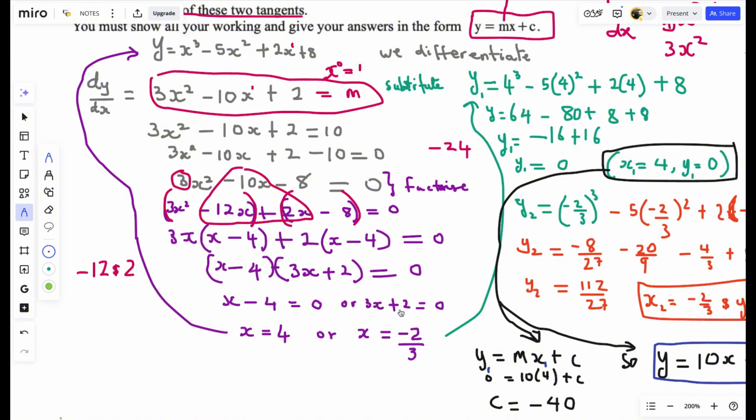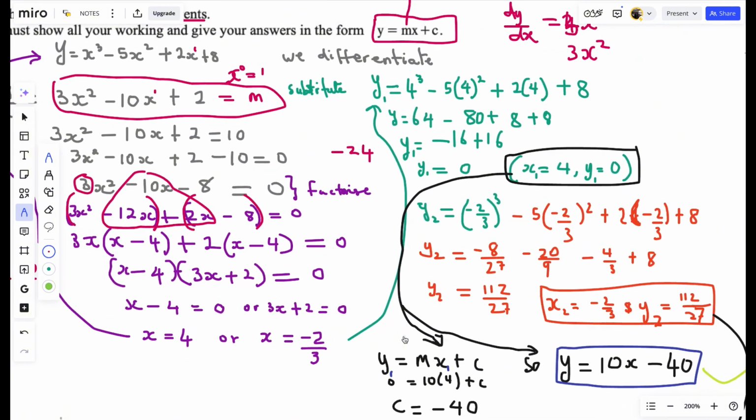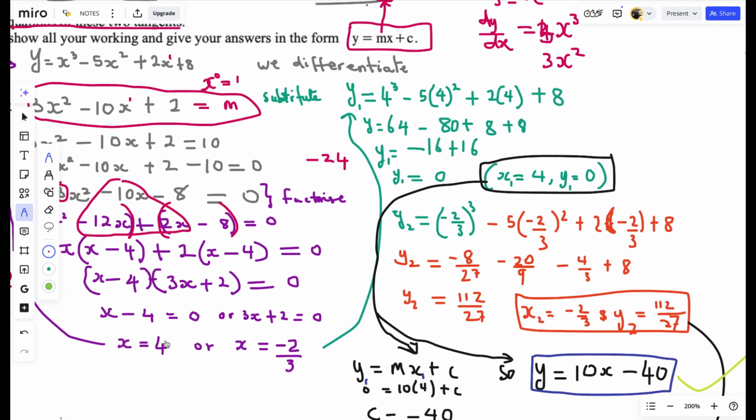And that's not all, because this Cambridge question has 7 marks. So you get 2 answers for x. We also have to get 2 answers for y. So you take the first x value, substitute it into the original function, y equal to this, the one we differentiated, so that we can get the y value. Put the x value into it, you get the y value.